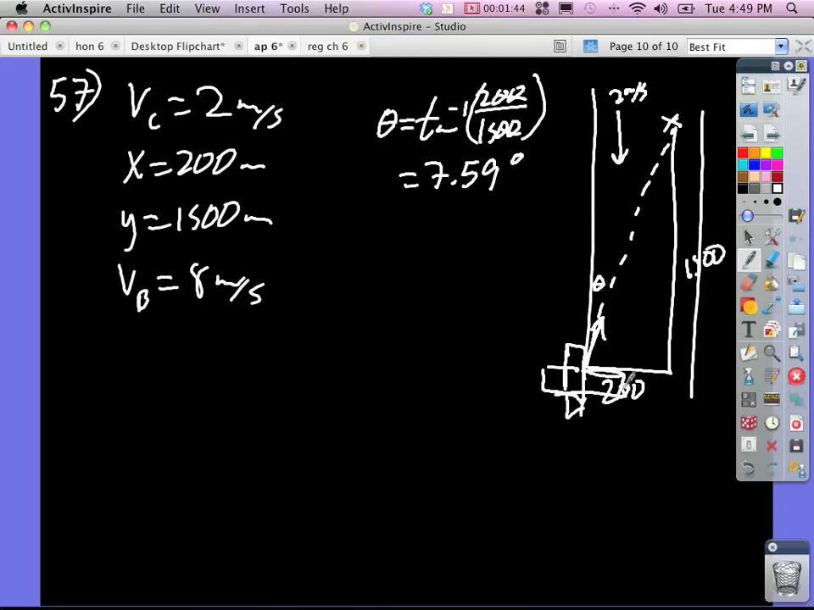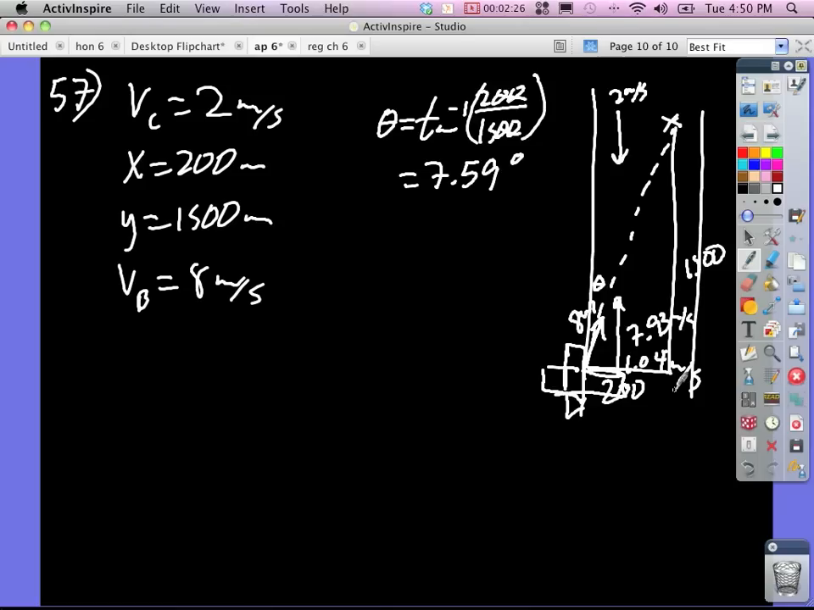The boat's velocity is 8 meters per second at an angle, but it is 8 cos 7.59. It is 7.93 meters per second upstream, and it is 1.04 meters per second out across.